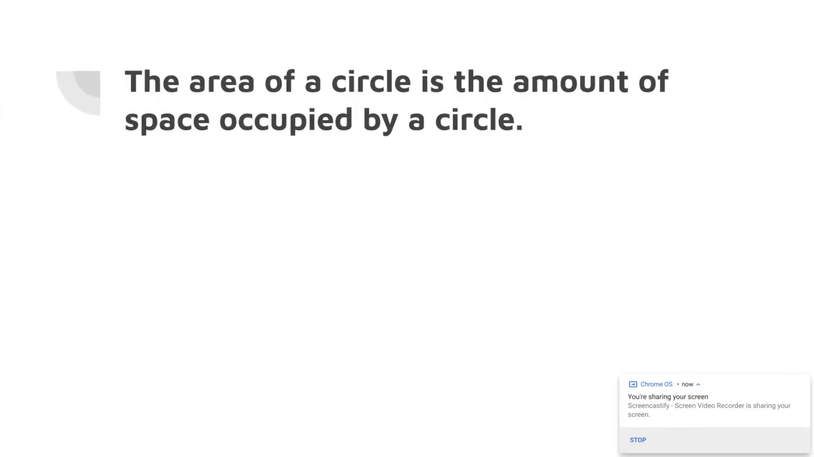The area of a circle is the amount of space occupied by the circle. This formula is pi times the radius squared. Notice there is no formula using diameter. The radius is always half of the diameter. So if you are given the diameter and you need to find the area, just divide it by 2 and then put it in for the radius.